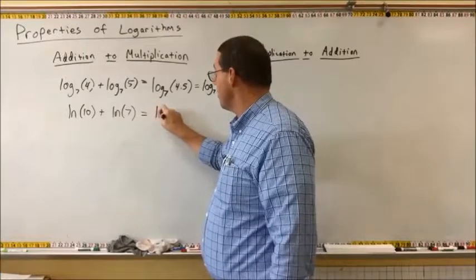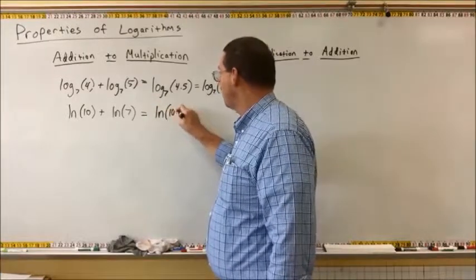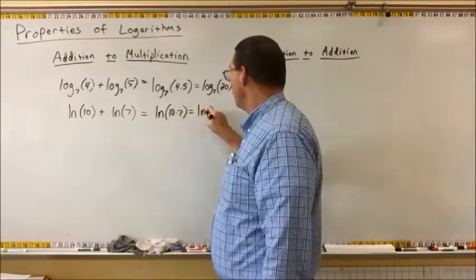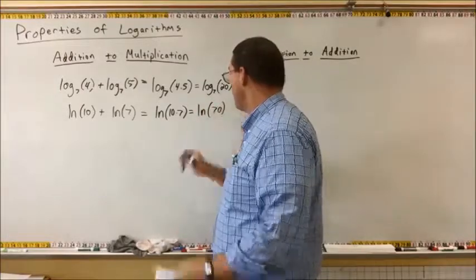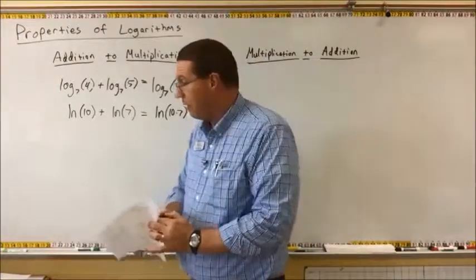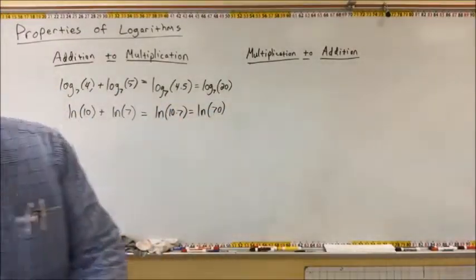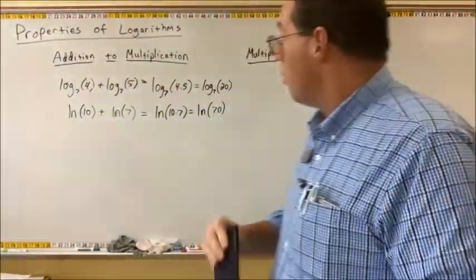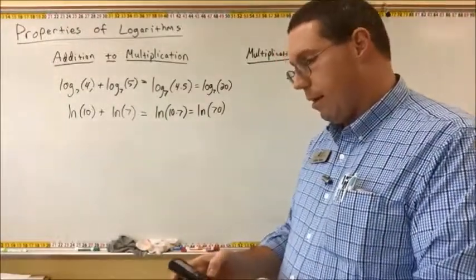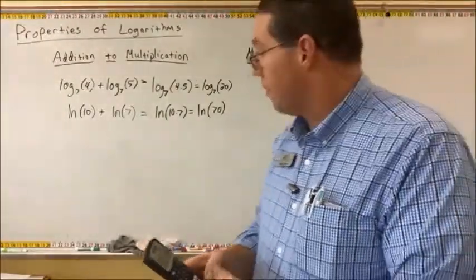So this would be the same thing as the natural log of 10 times 7, which would be the natural log of 70. And I can prove this to you. I'm going to grab a calculator. All right. So let's see here. We're going to add the natural log of 10 plus the natural log of 7.